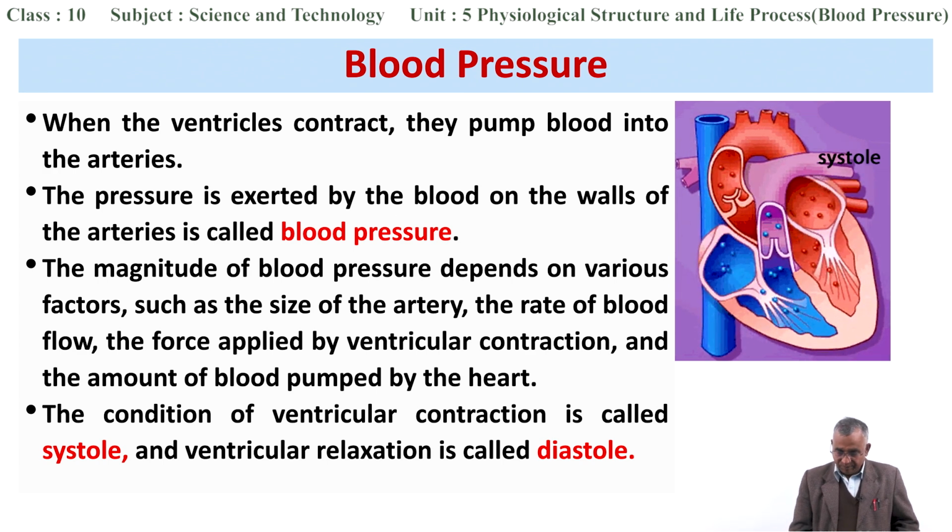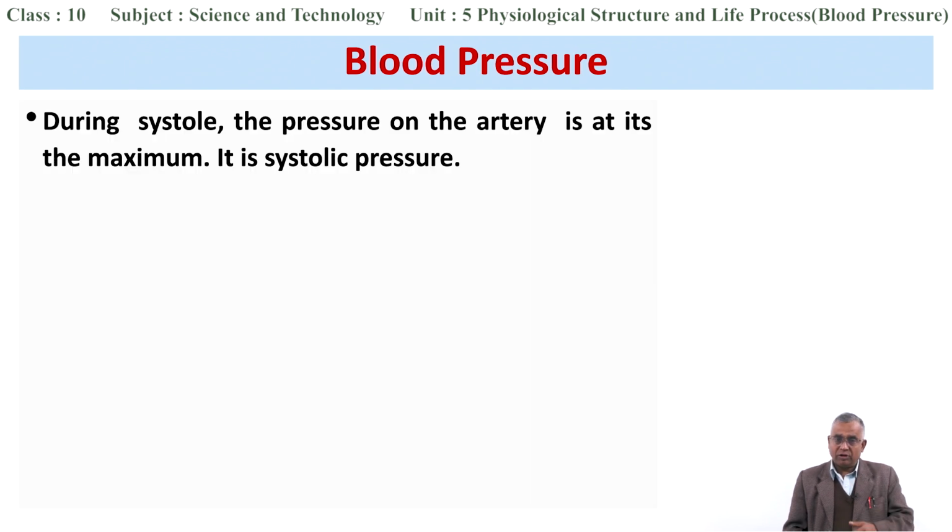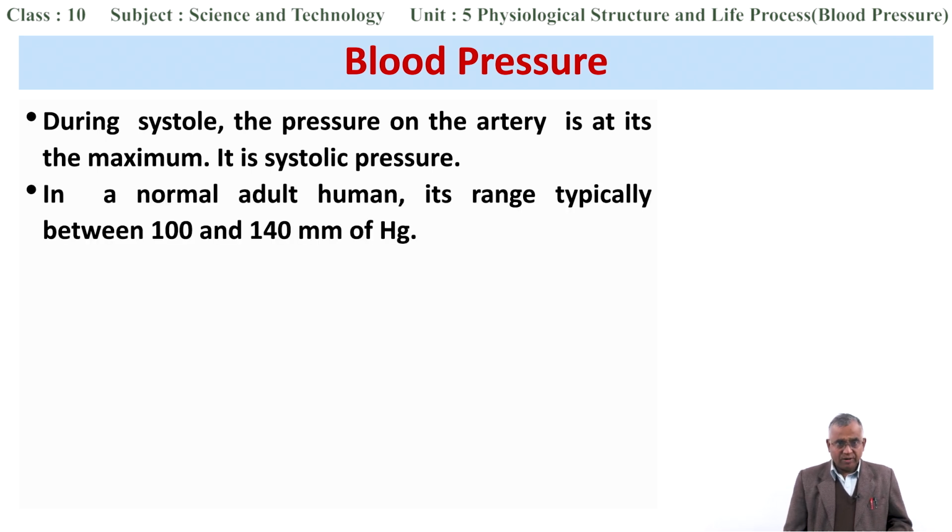Is it okay up to here? Okay, let us go about something more. Here we are going to do about blood pressure. During systole, the pressure on the artery is at its maximum. It is systolic pressure. Already you have finished. Next, what is its normal value? In a normal adult human, because according to age it is different, and according to the condition of our body its value is also different. But in normal condition, what is the range of the systolic pressure? That is 100 to 140.